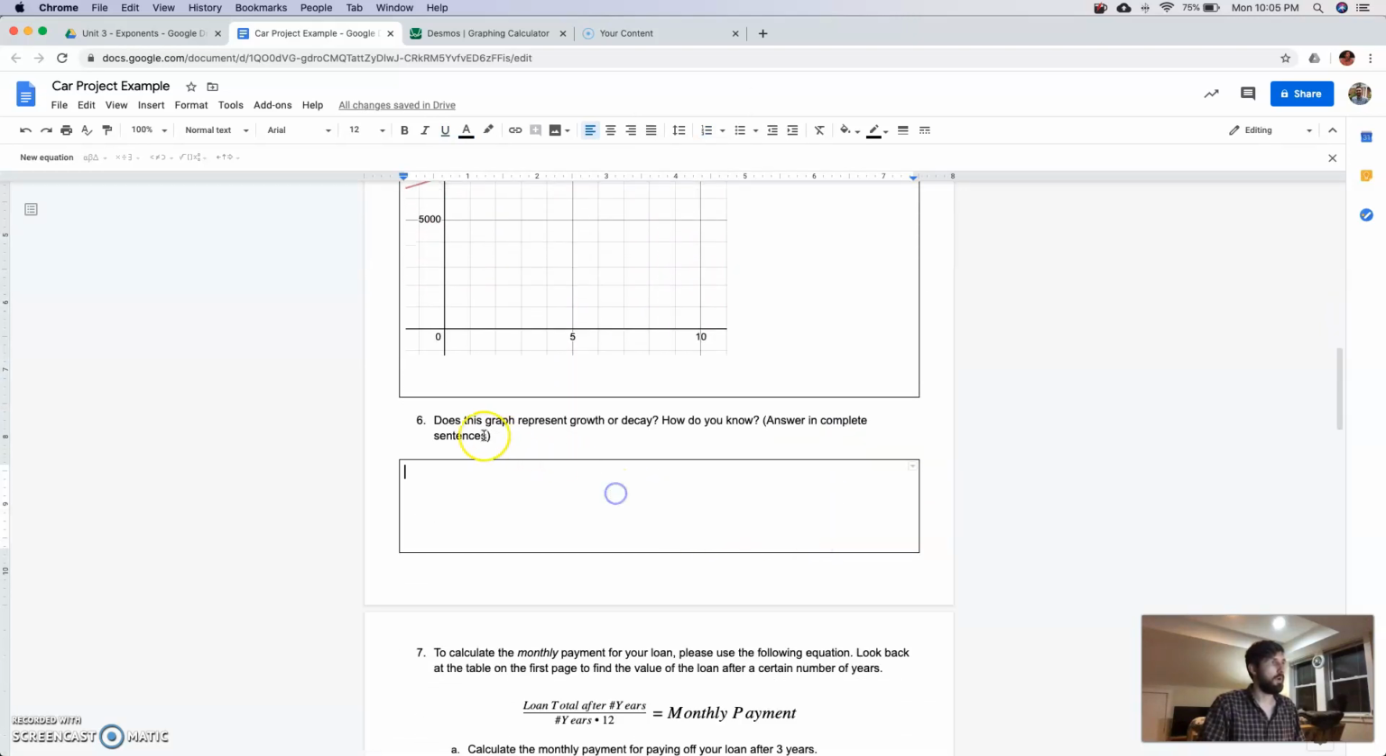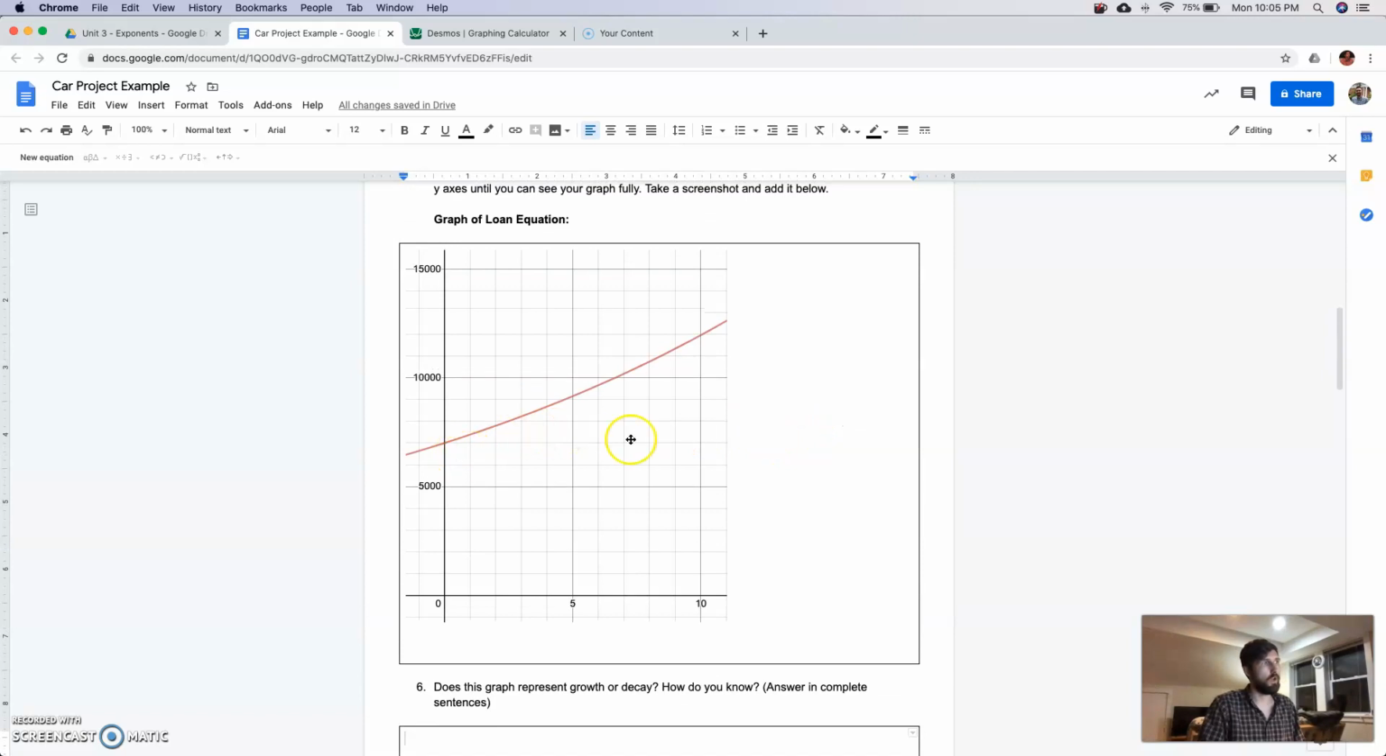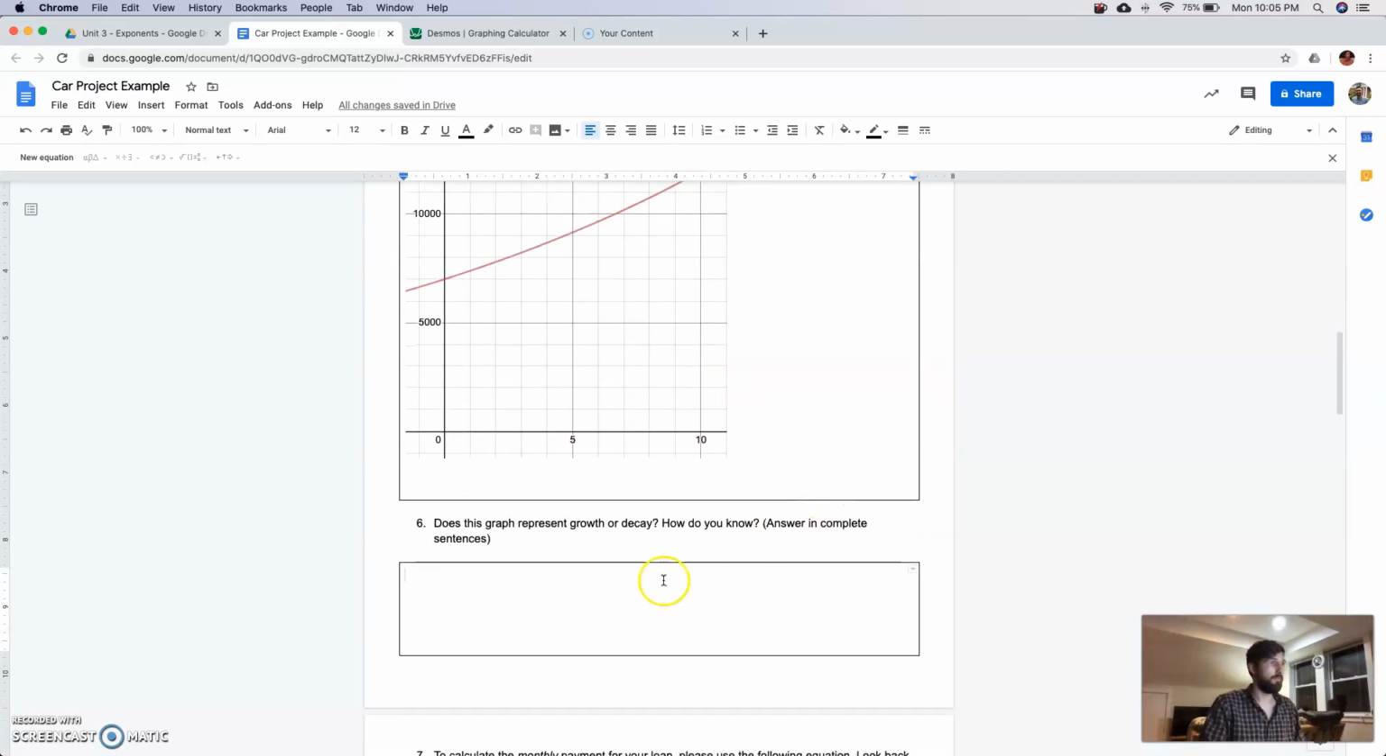And then I'm going to answer, does this graph represent growth or decay? And how do you know? So for this one, I know it represents growth because my graph is going up. So my graph is increasing, or the y values increase as x values increase, something like that. Write that in here.